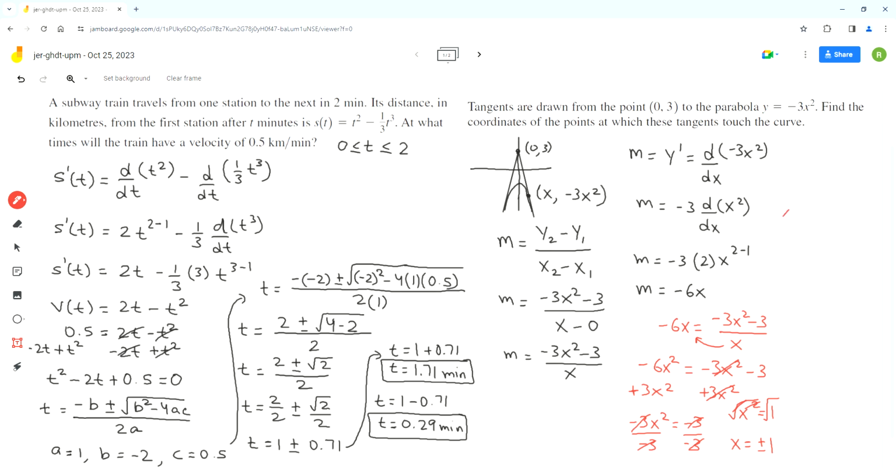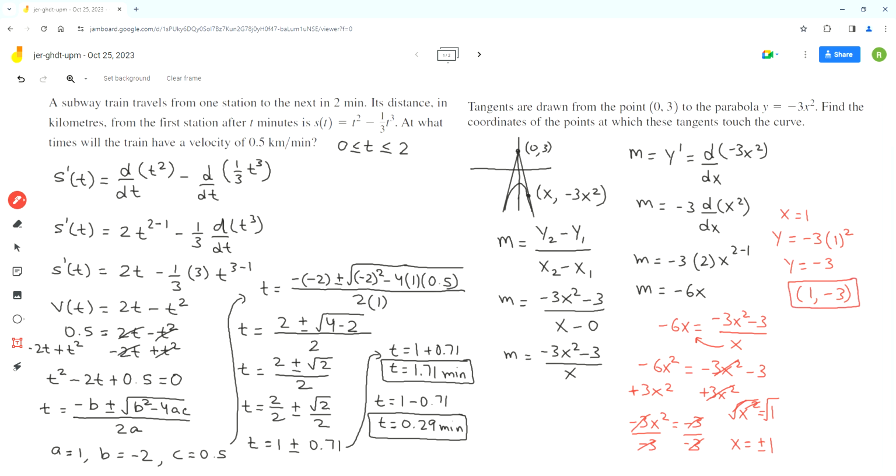So let's start with the first one, x equals 1. We'll have to sub in x equals 1 in the equation of the parabola to find the y value. It will be negative 3 times 1 squared, which is just negative 3 times 1, because 1 squared is 1. So the first point is (1, negative 3).